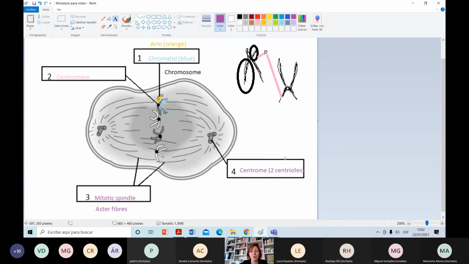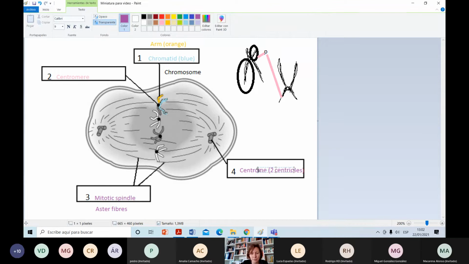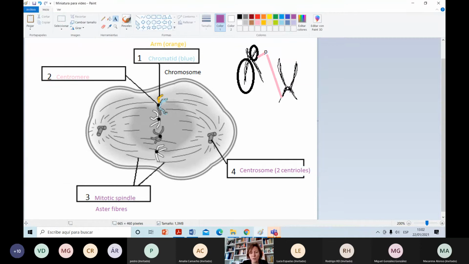So we've got here all these names that are so similar. We've got this centromere, that is the central part of the chromosome, this centrosome that is made of 2 centrioles. Centrosome made of 2 centrioles. Okay, well, all those terms.